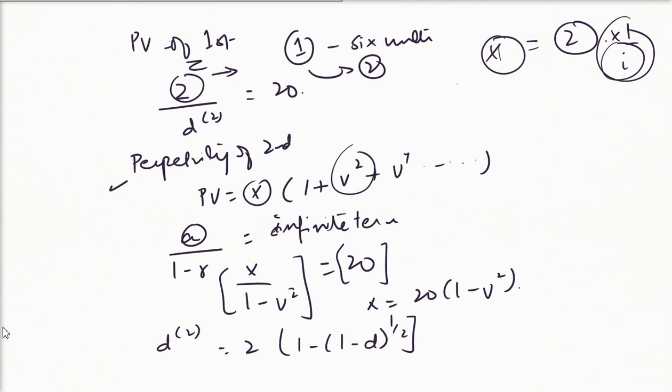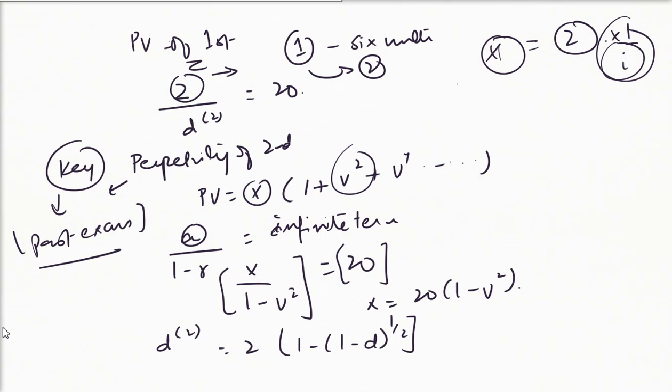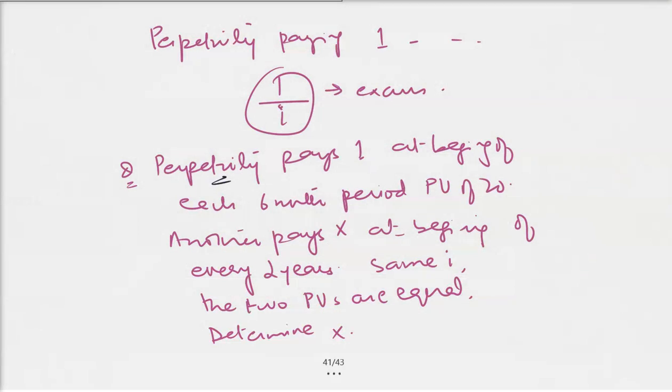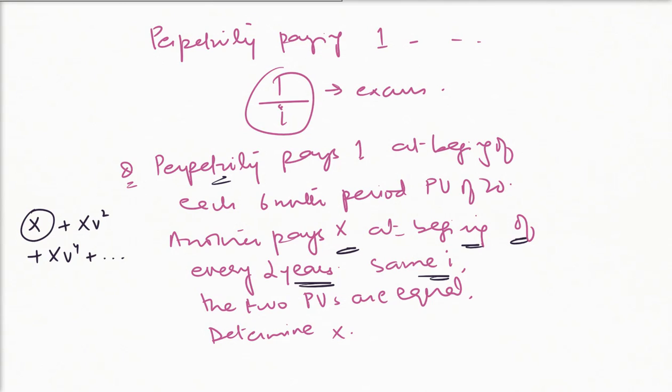The second perpetuity, this is the key the examiner has been asking in the past exams, and this is where most of the students are unable to answer. It says another pays X at the beginning of every 2 years, same I, right? So the effective rate is same. At the beginning of 2 years, first you are getting the same payment, no V is involved, then X V square, then we would be getting X V4, and it would continue.